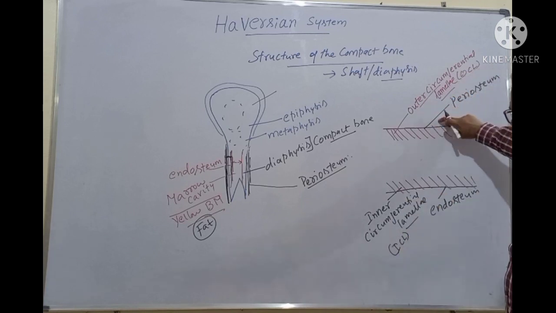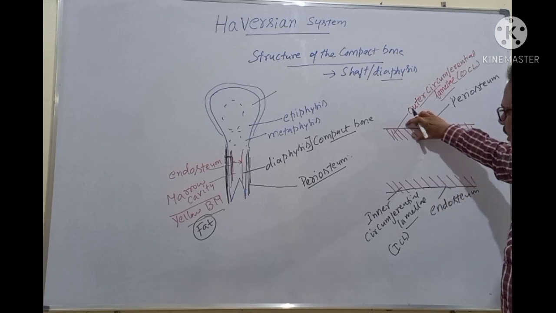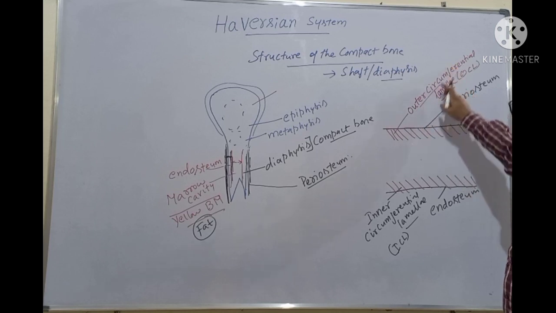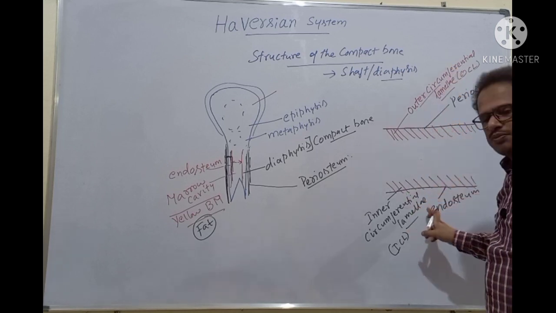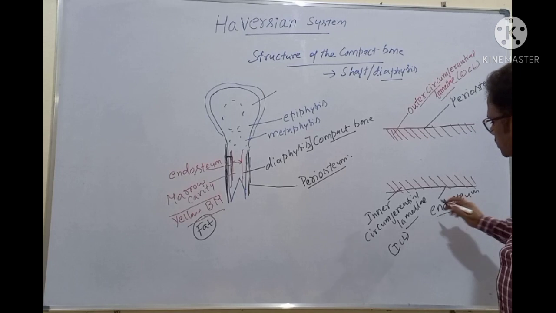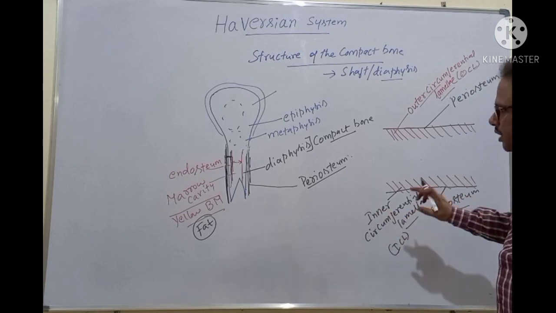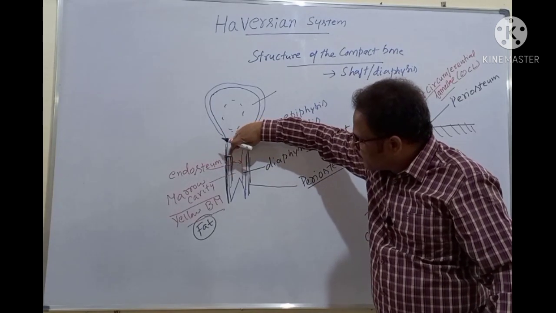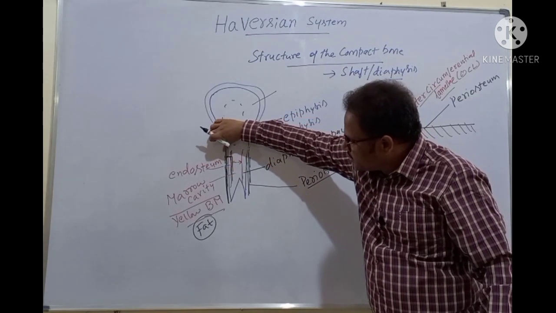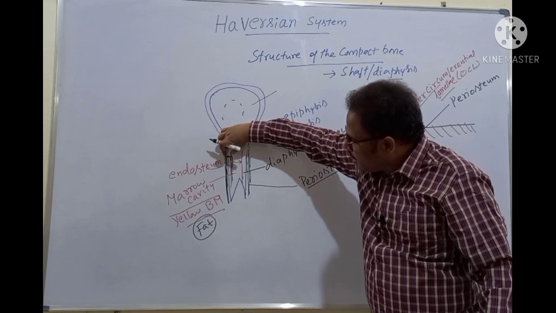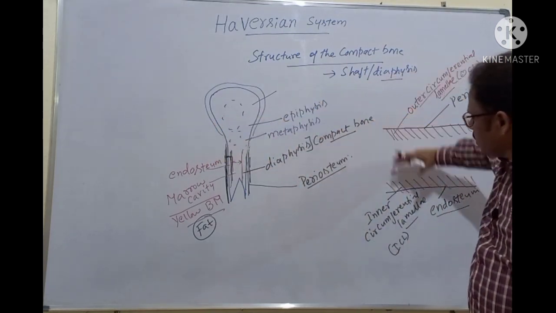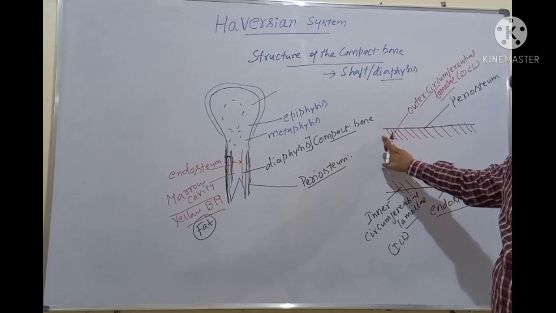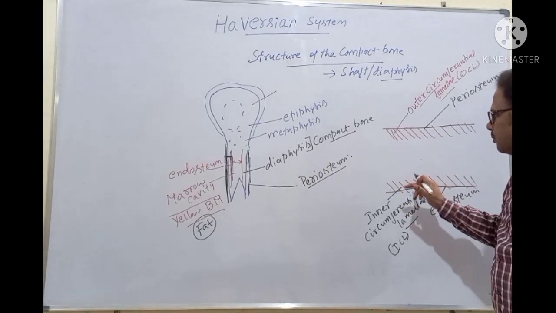So this is the periosteum, this is the endosteum. The lamellae which is present near the periosteum is called the outer circumferential lamellae, and the lamellae which is present near the endosteum is called the inner circumferential lamellae. That is, we are discussing this part here. We are not discussing this marrow cavity, only this part between the periosteum and the endosteum. Okay, students, periosteum, endosteum, outer circumferential lamellae, inner circumferential lamellae.